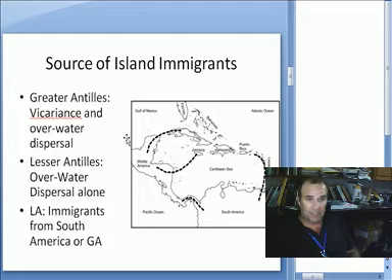The Lesser Antilles, however, were thought never to have been joined up to any sort of continent. And so any plants and animals which exist today on the Lesser Antilles are thought to have come from overwater dispersal alone. And generally, looking at the patterns of species relationships, the immigrants to the Lesser Antilles tend to come from South America or from the Greater Antilles.